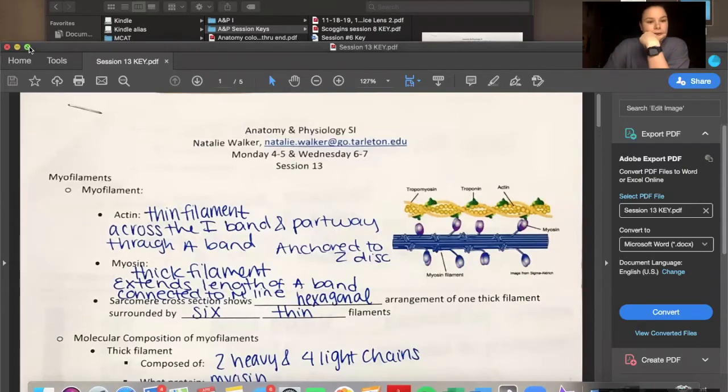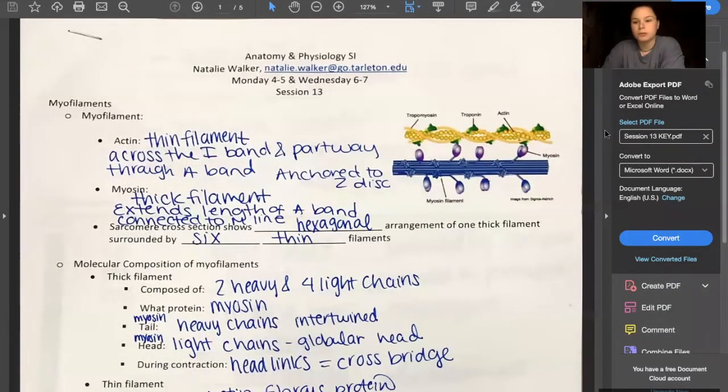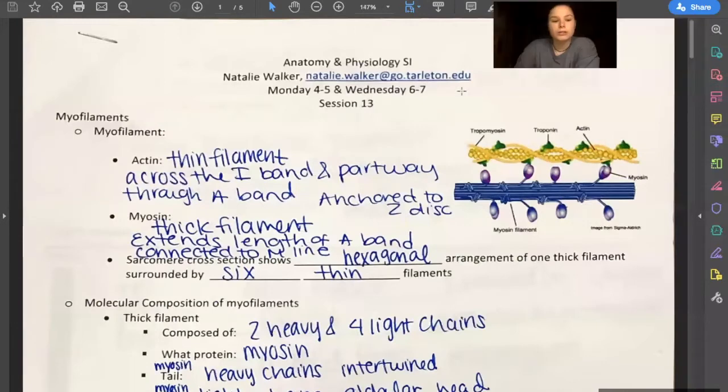All right, so first off, we're going to start here. Okay, so actin, let's see. I can't go up any more than that. So actin, right, we said is the thin filament, okay? It's across the I band and partway through the A band and anchored to the Z disc. So it's very confusing. Let me draw it for you.